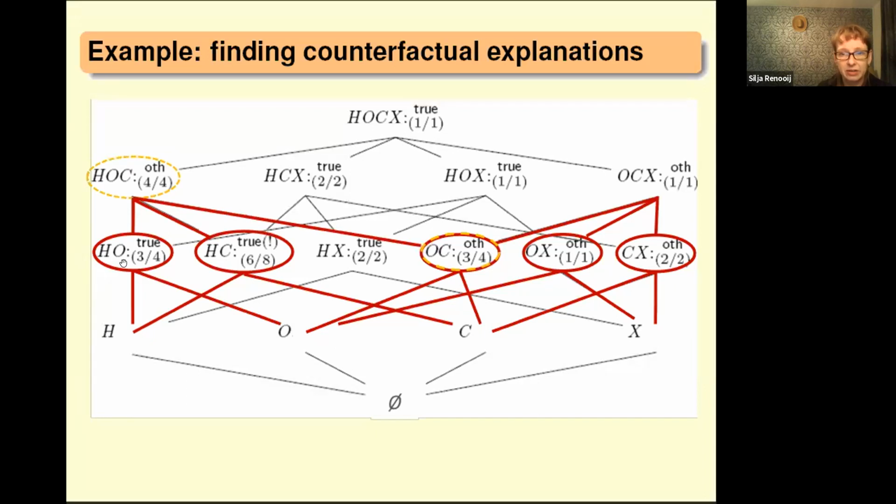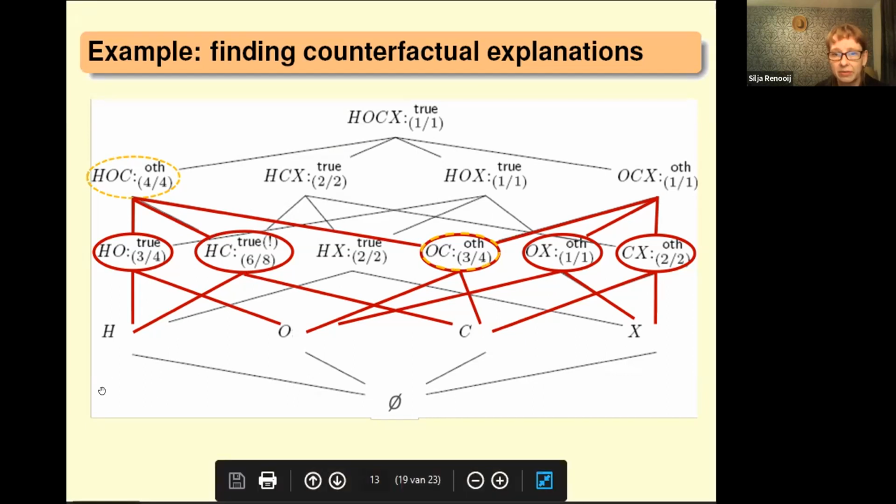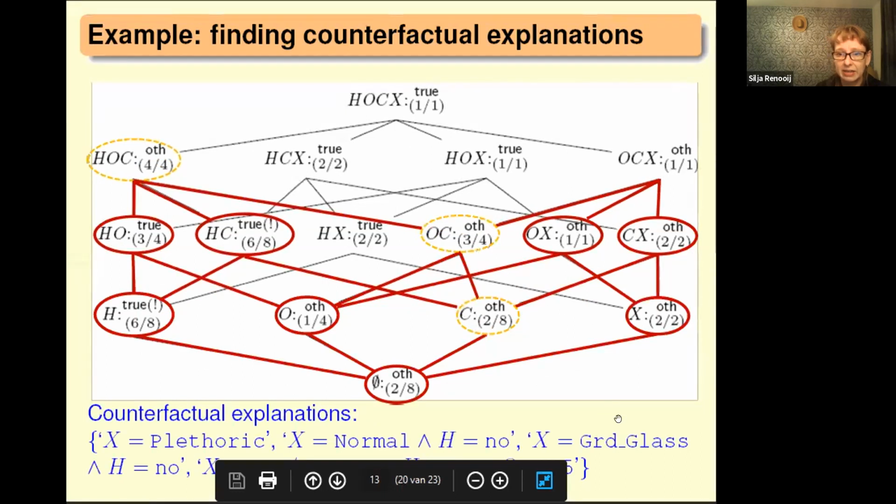So here you see that I no longer need to do the maximum amount of computations as I go further down in the lattice. Here I find another counterfactual explanation, and again I go all the way down, and in this case all the way down to the bottom of the lattice.